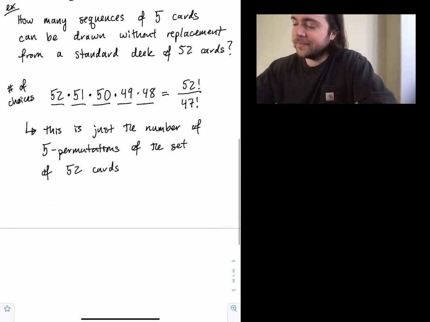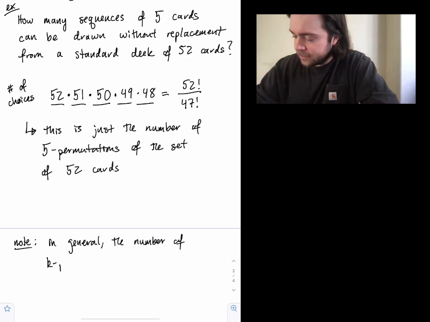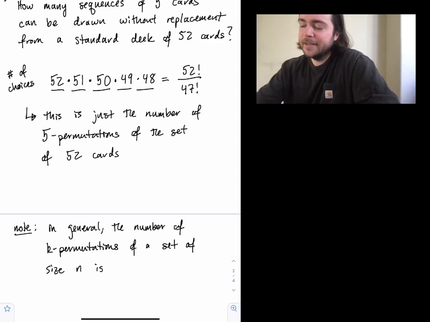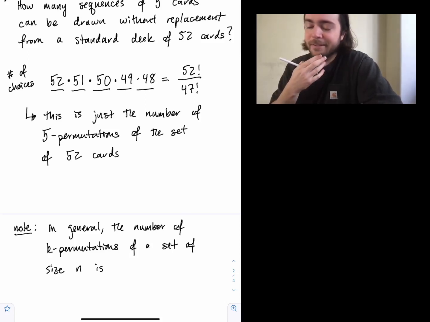Okay, and so you might be asking yourself, how can we generalize this? Okay, I'll make a note. Note, in general, the number of K permutations of a set of size n is what? Well, it's actually proved the exact same way. This formula is proved the exact same way as how we solved the last example, right? We would just list out k different slots here. In the example, k was 5, and then we'd start writing 52 times 51 times 50 and so on. Okay, as long as we had slots to fill.